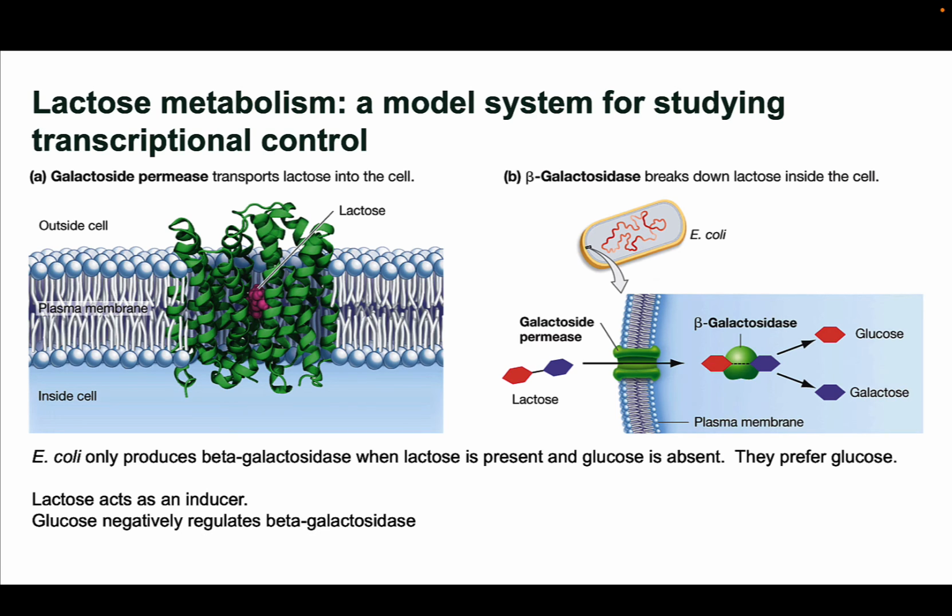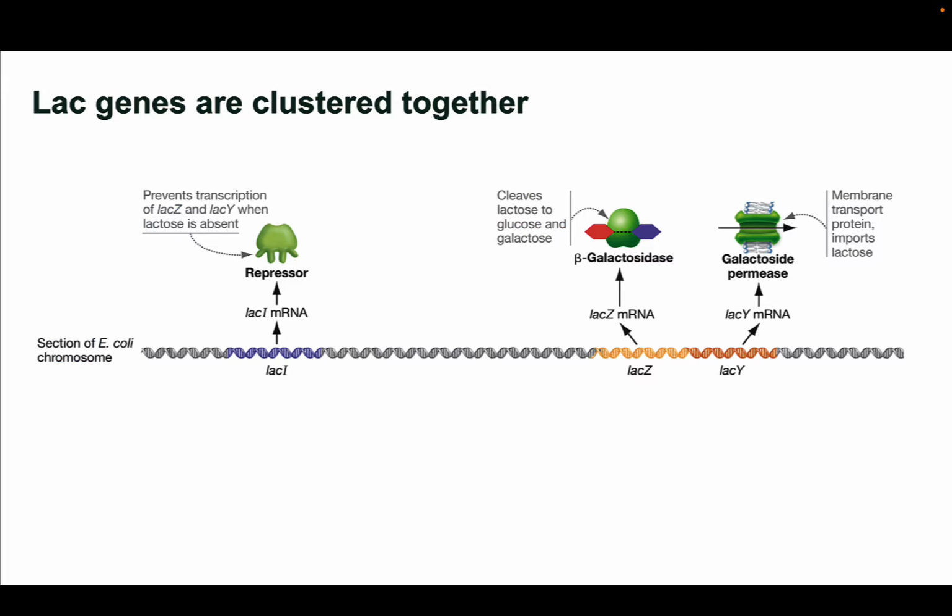Okay, so in this system where we need to turn on beta-galactosidase, lactose acts as an inducer. So it's actually going to turn on the genes that are needed to metabolize itself. And glucose negatively regulates the beta-galactosidase. Okay, so how? Let's talk about this. Okay, so I'll introduce you to a number of important genes, okay?